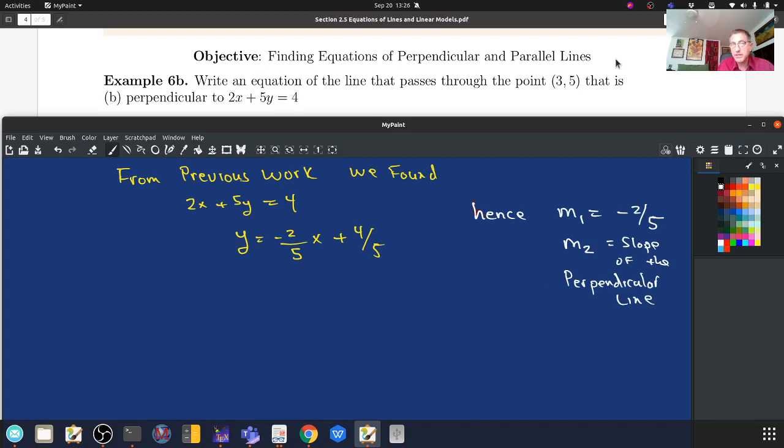Now, once I find the slope, I'm still going to have to make sure the equation of the line goes to the point (3, 5), but that's really easy. We just use the point-slope form. So if m1 times m2 is equal to minus 1, then these two lines are perpendicular. So m1 is given to be minus 2/5. So I have to solve for m2. And when I do so, I multiply both sides by minus 5/2.